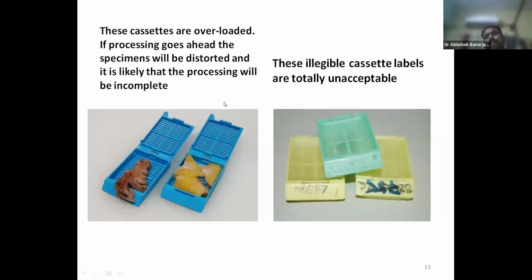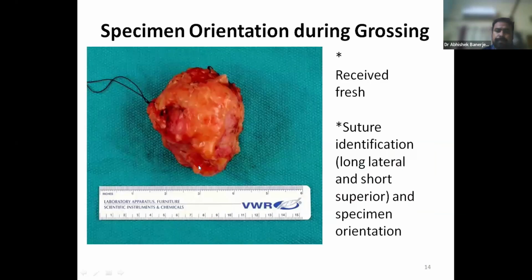These cassettes are freely available in the market and on the web also, and they cost very little. For 100, I think the per box costs around 2 rupees or something like that. So we should not be misers in all such things, and we should use all new things, because sometimes the old specimen samples, bits and pieces, are also left in those cassettes.